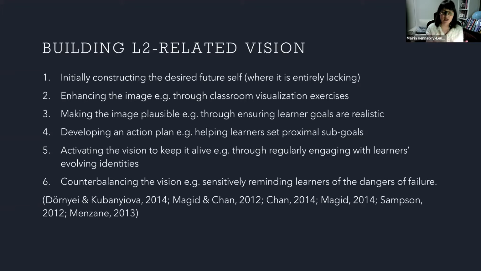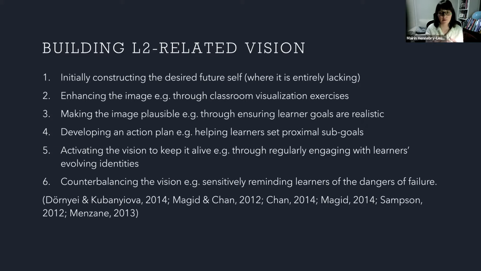And then making the image plausible. So that's really important. It's all very well students having this ideal L2 self in mind, but actually as teachers we then want to make that a realistic and feasible goal, so that they can actually work towards that and see themselves progressing and experience success in that. So for that we want to develop a clear action plan where they're setting immediate goals and long-term goals for themselves, and medium-term goals, and then activating that vision to keep it alive.